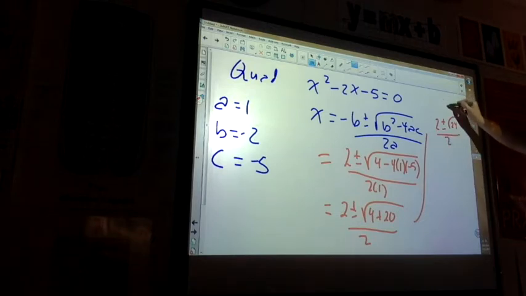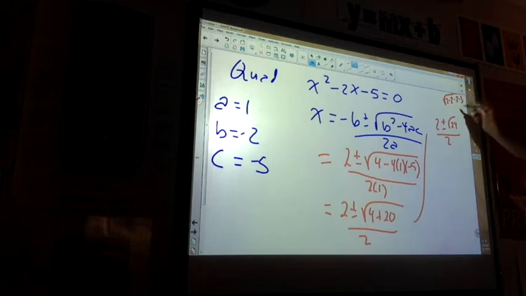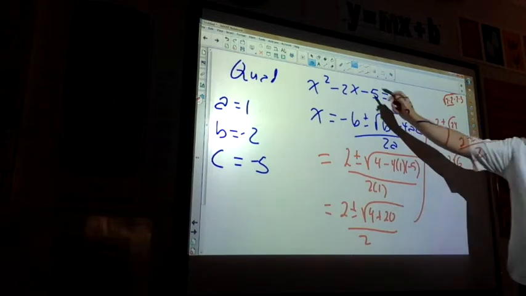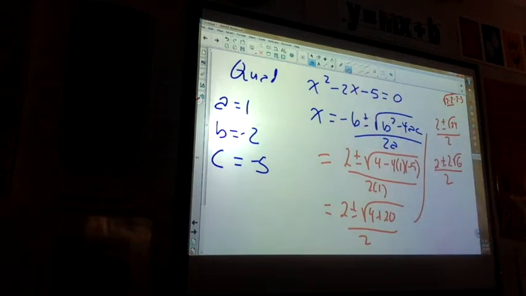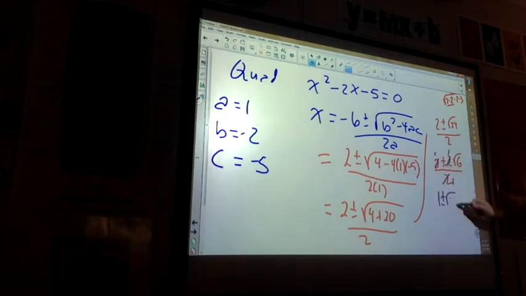Take a look at root 24. It is the same thing as 2 times 12, 2 times 6, 2 times 3. So 24 is going to be the same thing as this. And then what's the last step? Yeah, see if you can reduce. 2 goes here, here, and here. I get 1 plus or minus root 6. How many answers are there? 2.